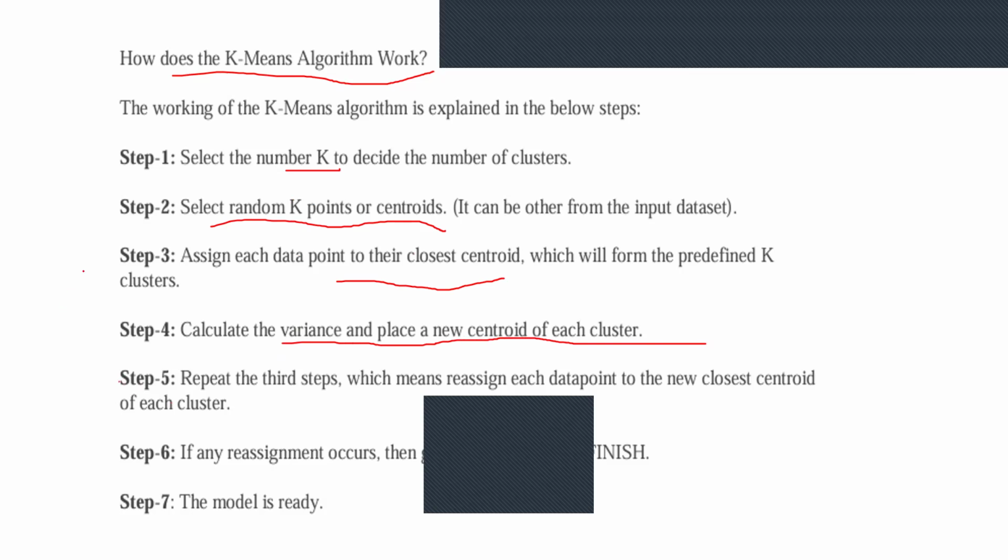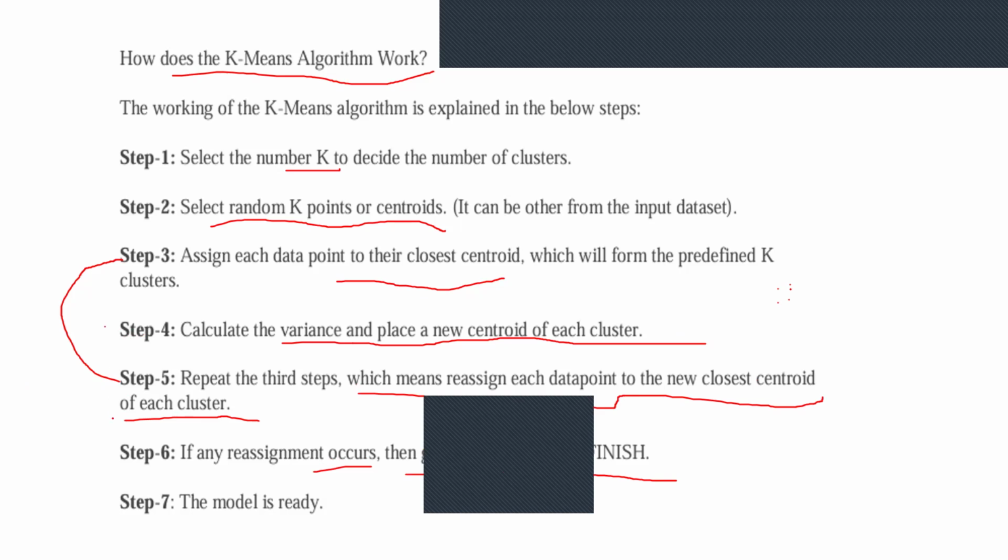Again, we need to repeat this third step, which means reassigning each data point to the new closest centroid of each cluster. So we have to reassign each data point to the nearest, closest centroid of the cluster. If any reassignment occurs, then go to step 4, else go to finish.